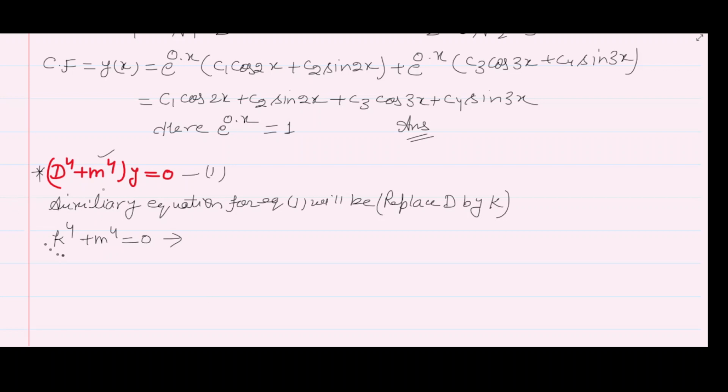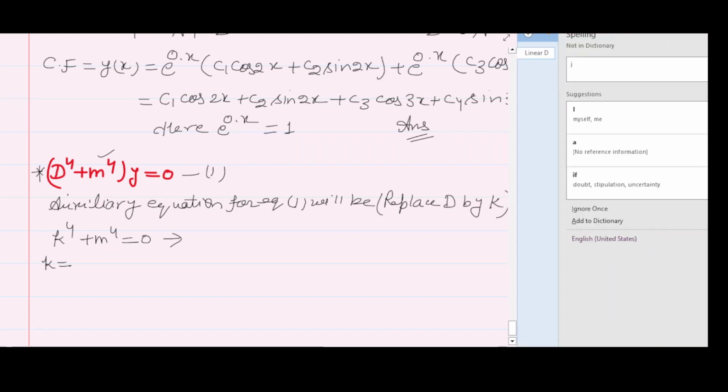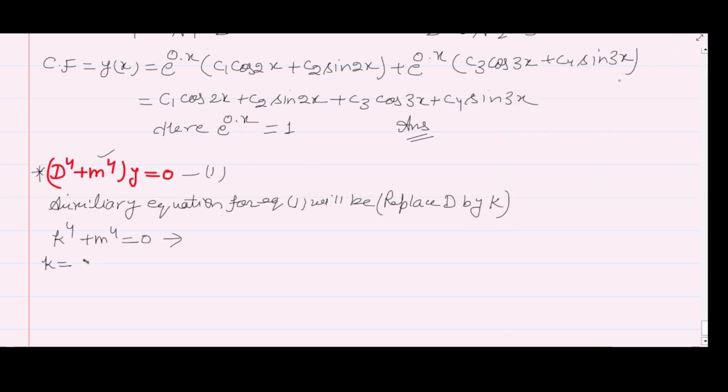So the values of k will be m upon root 2 plus minus i m upon root 2, and the other two complex roots will be minus m upon root 2 plus minus i m upon root 2. So these will be the values of k. You can get it.